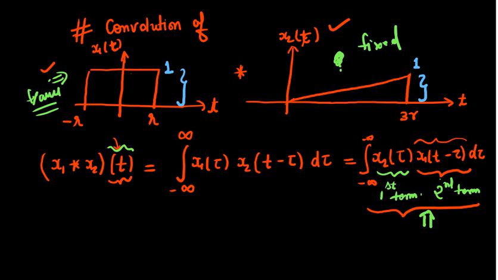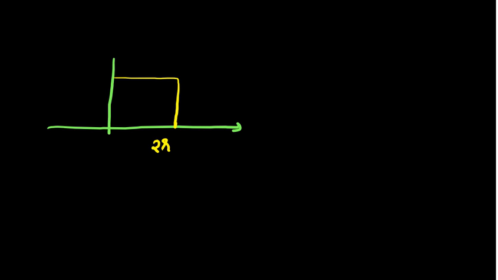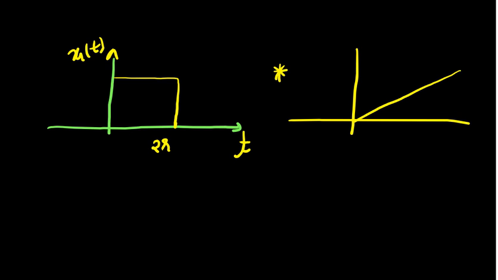So just try to solve this problem. Once you understand this convolution, try to solve this. What is the convolution of this signal? This is your x1 signal and this is your x2 signal. Height of both is 1. Try to solve the convolution of these two signals.